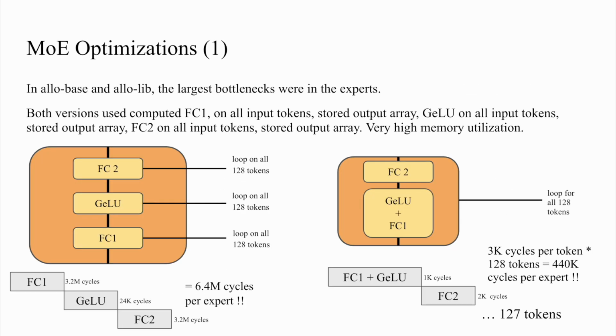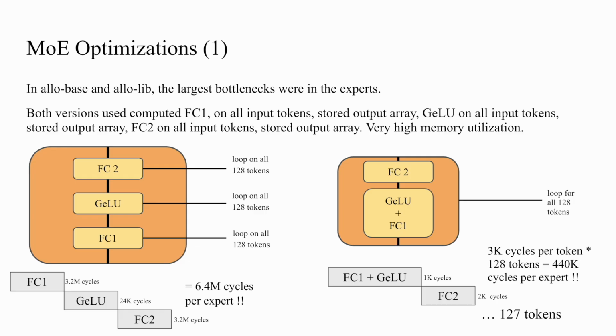In both of these models, the largest bottlenecks were in the experts. Both versions computed the FC layer on all 128 tokens, then stored the output array, then the Gaussian error linear unit on all 128 tokens, and then the output array. So in between every layer, it ran 128 tokens and stored the entire hidden layer. This caused high pressure on the memory bandwidth. As you see, the fully connected 1 and fully connected 2 both took 3.2 million cycles, and this caused the latency per expert to be more than 6 million cycles.